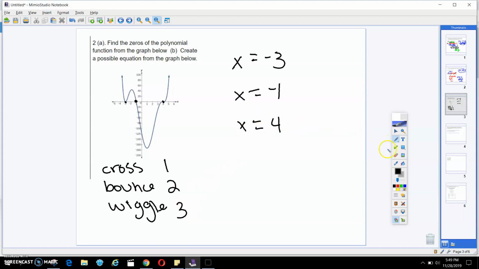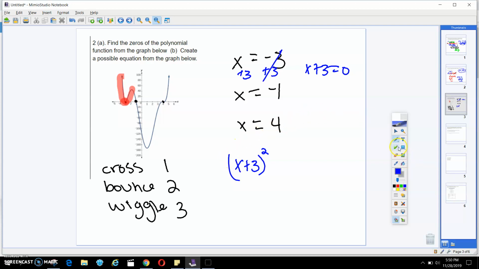So what I mean by that is, do you see this guy right here? He goes down and then he goes back up. That's called a bounce. So at x equals negative 3, we're going to have a bounce. That means I can write this for my equation as x plus 3, raised to the second power. The reason I'm writing x plus 3 is that if I set this equal to 0 right here, I would add 3 to both sides, and that would give me x plus 3 equals 0.